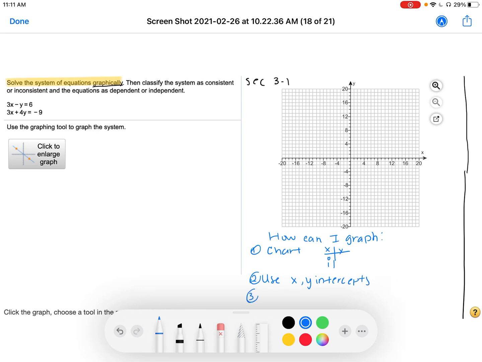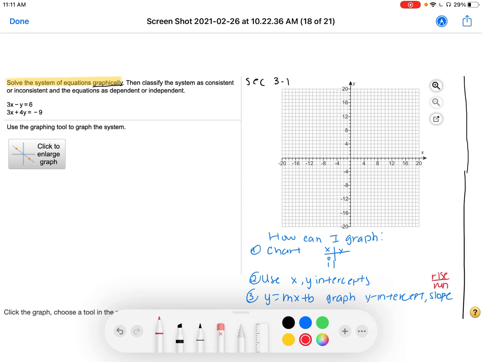And third, you can use y equals mx plus b and graph your y-intercept followed by your slope, meaning use your slope to plot the next point. So after you plot your y-intercept, you use your rise over your run to graph the next. And it's just a brief list of what we do for each one.